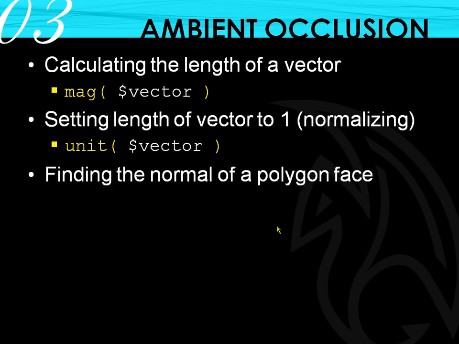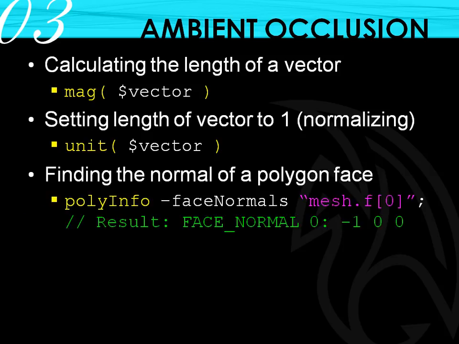So to find the normal of a polygon face, as I said before, we want to take this mesh and go through it polygon face by polygon face and see if two faces are facing each other. If they're very close together, we're going to put a lot of shadow. And if they're very far apart, we'll put very little shadow. Going through the whole mesh that way will allow us to create a fake ambient occlusion look. So to find the normal of a polygon face, we can use the polyinfo command with the face normals flag and then give the name of the face that we want.